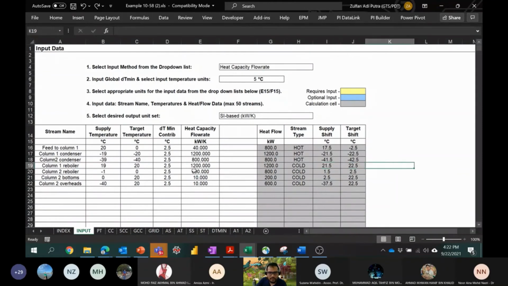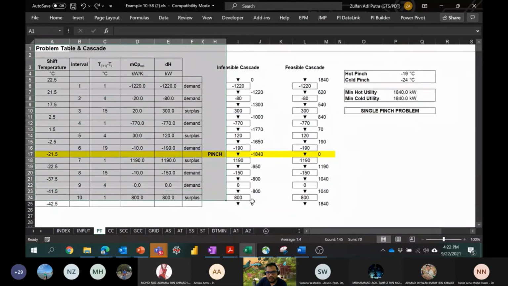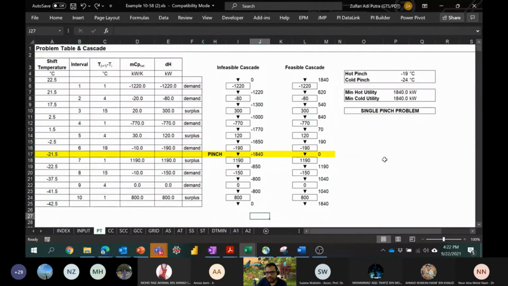So from here, it will do the problem table cascade algorithm automatically and identify for us the pinch point, which happens to be at minus 21.5 degrees C. And then there are the hot pinch temperature and cold pinch temperature, and 21.5 is somewhere in between. And it has the hot and cold utility. Coincidentally, they have the same value.